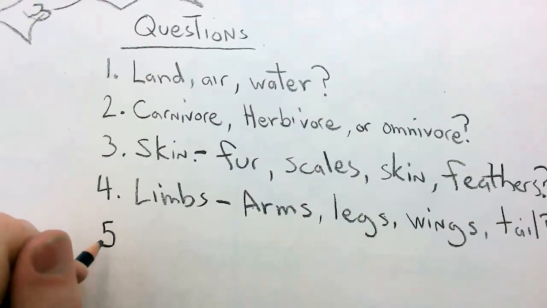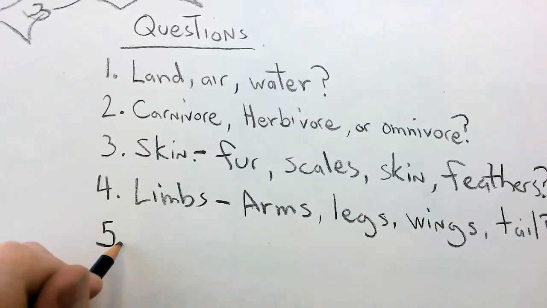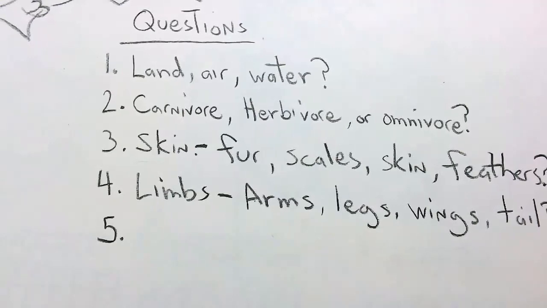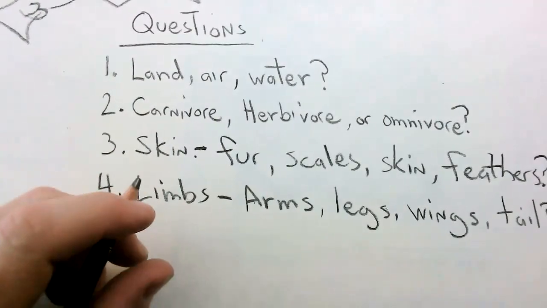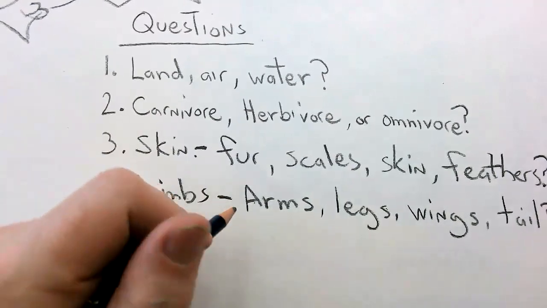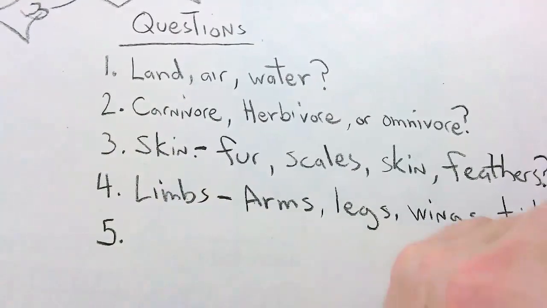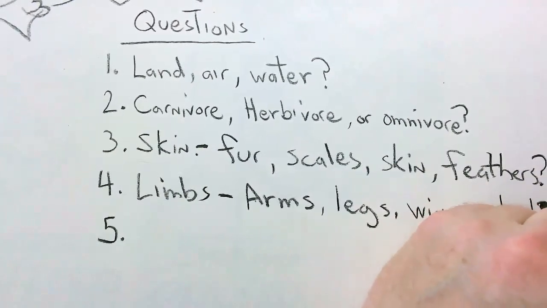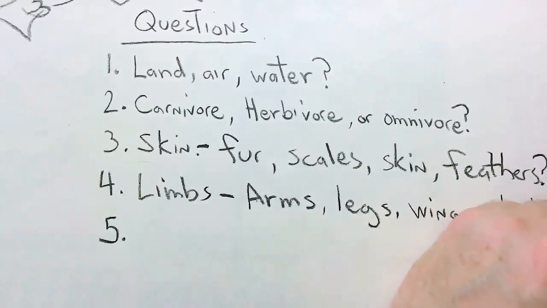Number 5, I'll answer Ella's question and then I'll go on to number 5. Ella? What about like sharks? They don't have any legs. Oh, everybody say thank you, Ella. So, they have fins. Yeah, we'll just say fins. So, arms, legs, wings, tail, comma, fins. Nice, Ella.